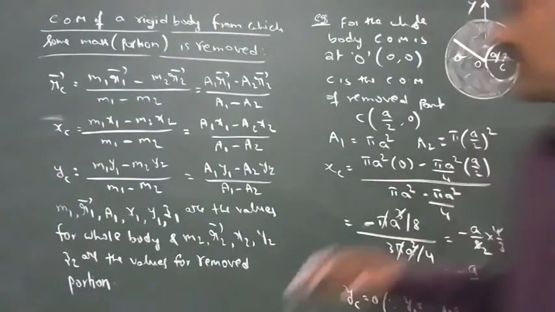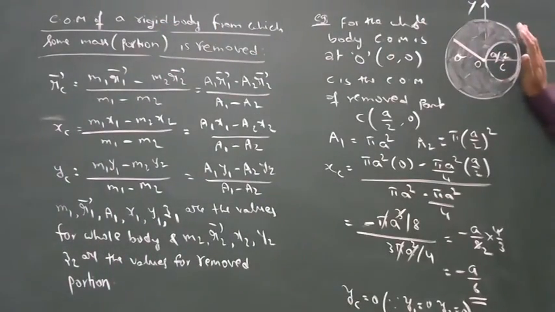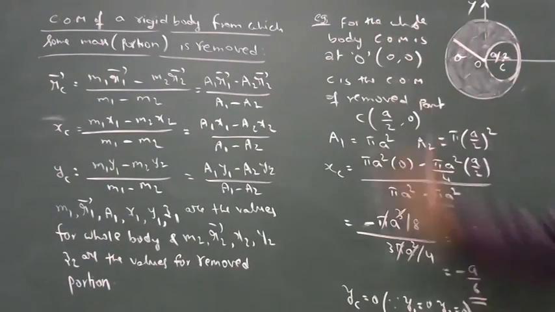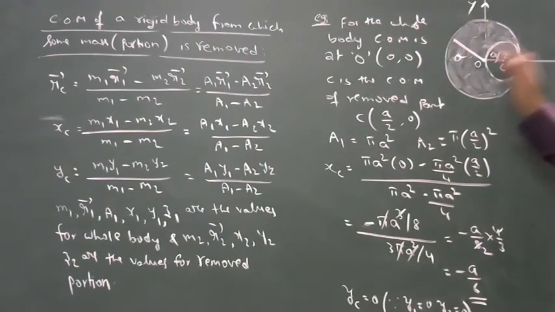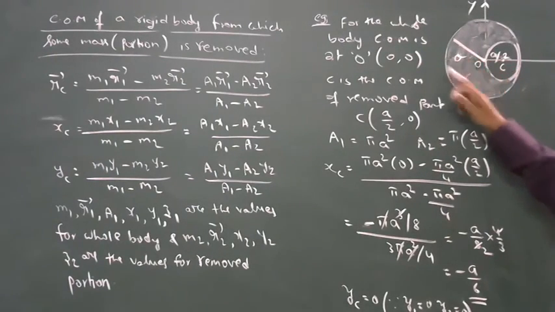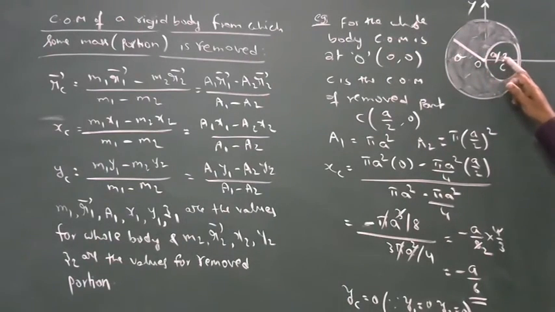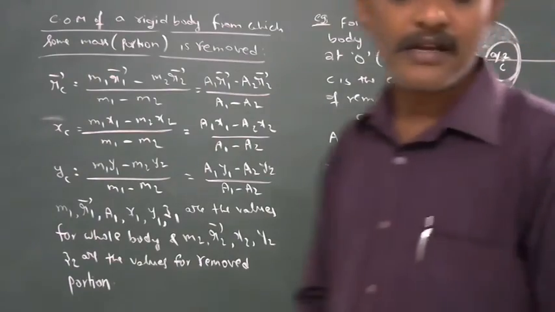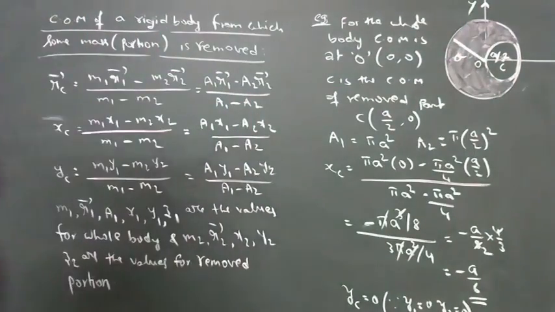So, if certain mass is removed from the object, then the center of mass shifts in the opposite direction of the removed portion. Here, the right side portion is removed, so the center of mass shifts to the left. If the left side portion is removed, then the center of mass will shift towards the right. If the top portion is removed, then the center of mass shifts down. If the bottom portion is removed, then the center of mass will shift up. So this is the concept of center of mass of a rigid body from which some part is removed, and one example. Thank you.